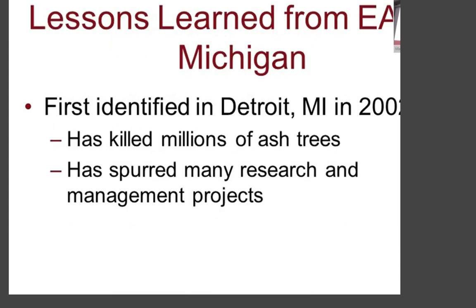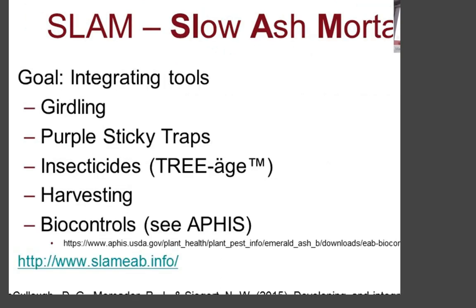So EAB was first identified in Detroit, Michigan in 2002. So that's crazy that it's been this long. It has killed millions of ash trees and spurred many research projects and management ideas. One of these management ideas, this management program of integrating different tools, is called SLAM, or slow ash mortality. And below you can see the citations that summarize a lot of this information.